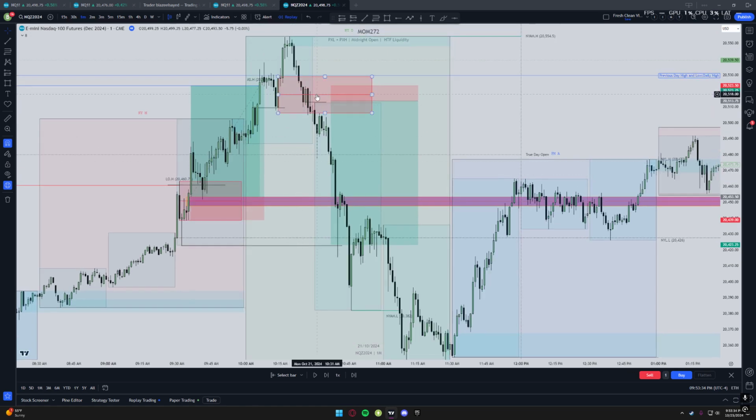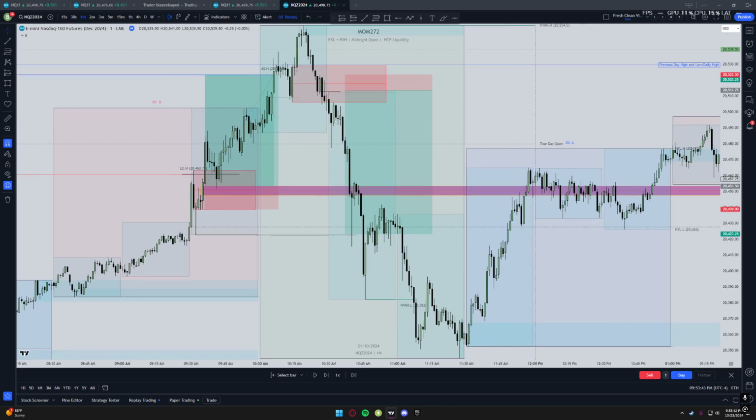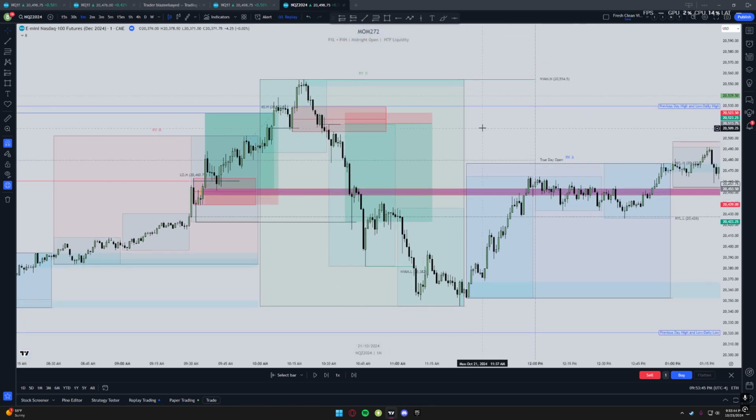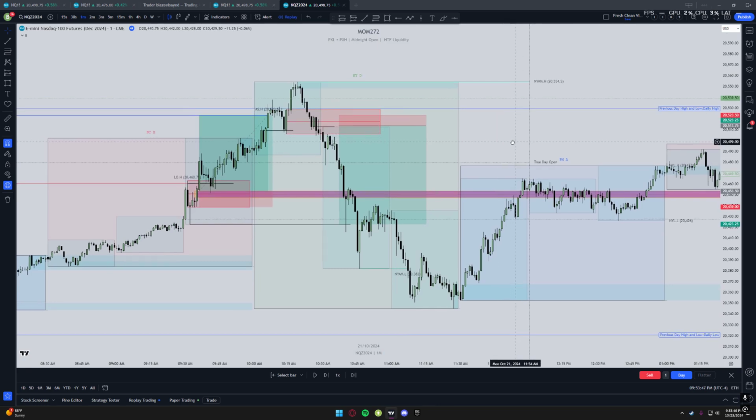And it's the same thing with a breaker: you have the 50% level. Once you close below it, if you were going to use this as a sell breaker setup, you would ideally not see it come above the mean threshold or the consequent encroachment or the 50% level of that breaker.